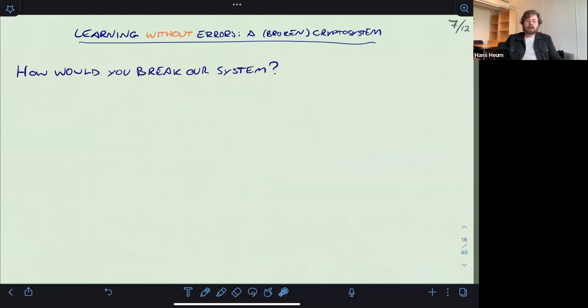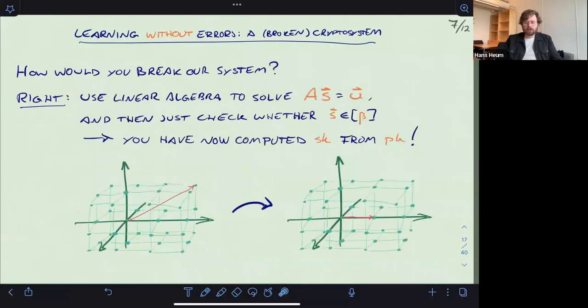And then the question is, how would you break our system? I sort of already gave the answer previously, but of course you just use linear algebra to solve the equation A times S equals U. You have been given A, and you have been given A times S, which is equal to U. And then you just solve this using normal linear algebra techniques. And then you see whether S has this property that all of its elements are smaller than the absolute value of beta.